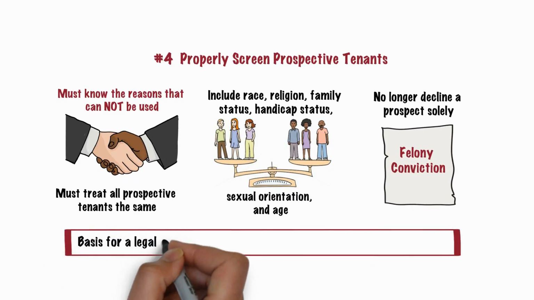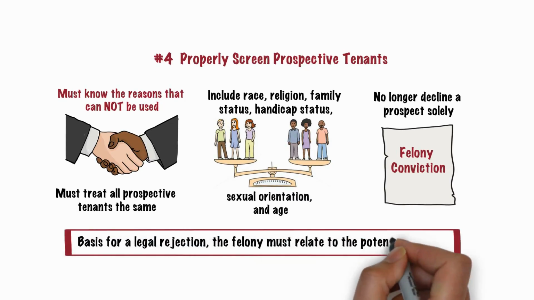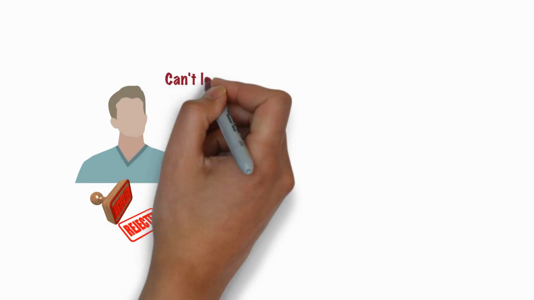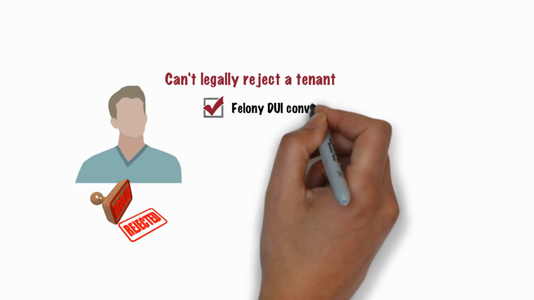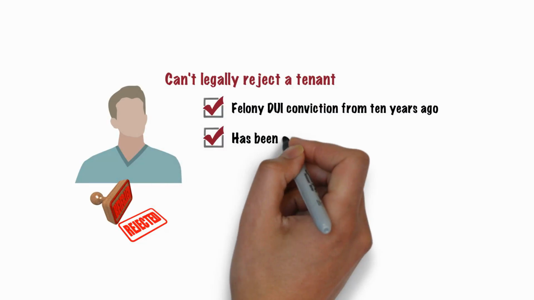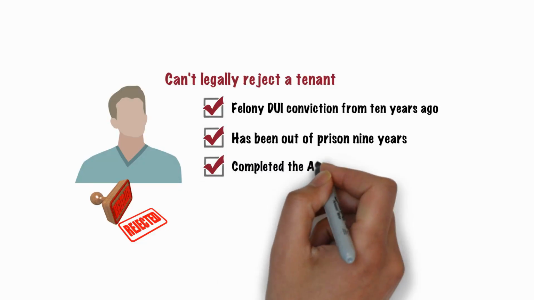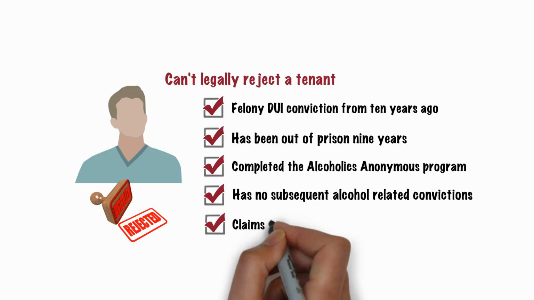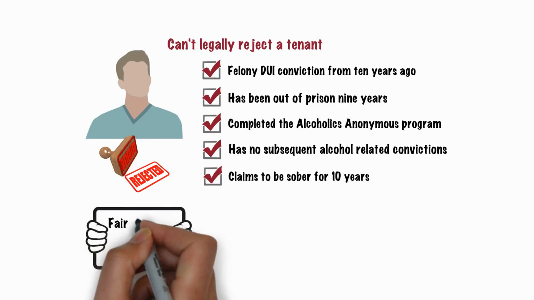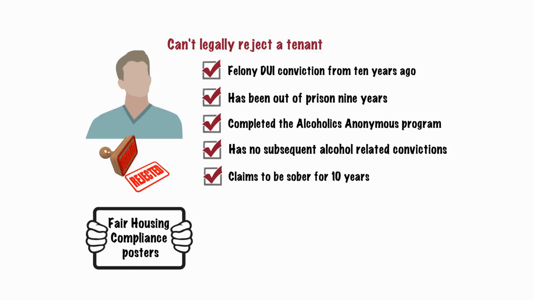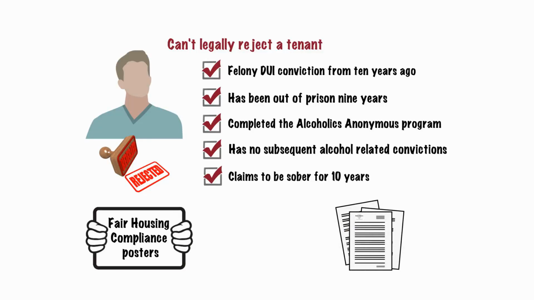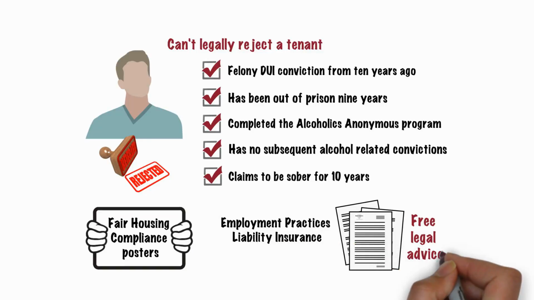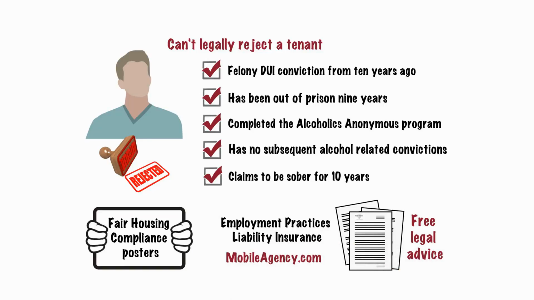To be the basis for a legal rejection, the felony must relate to the potential safety of you and your tenants. For example, you probably cannot legally reject a tenant with a felony DUI conviction from 10 years ago, who has been out of prison 9 years, completed the Alcoholics Anonymous program, has no subsequent alcohol-related convictions, and claims to be sober for 10 years. Post fair housing compliance posters where your tenants and employees can see them. Most of our clients with employment practices liability insurance have access to free legal advice for tenant screening questions.